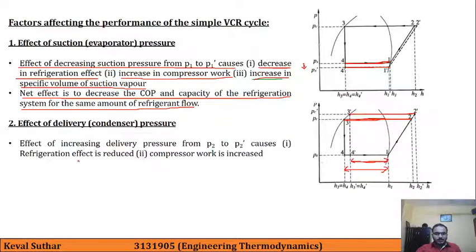So because of this, there is a reduction in refrigeration effect, and the compressor work has been increased, because initially it was only up to 122, and now here, because of increase in condenser pressure, the compressor work has been increased to 122 prime. So compressor work has been increased.